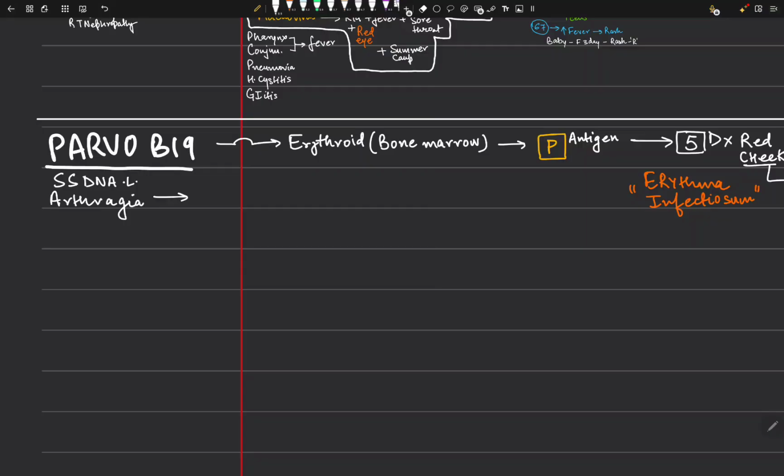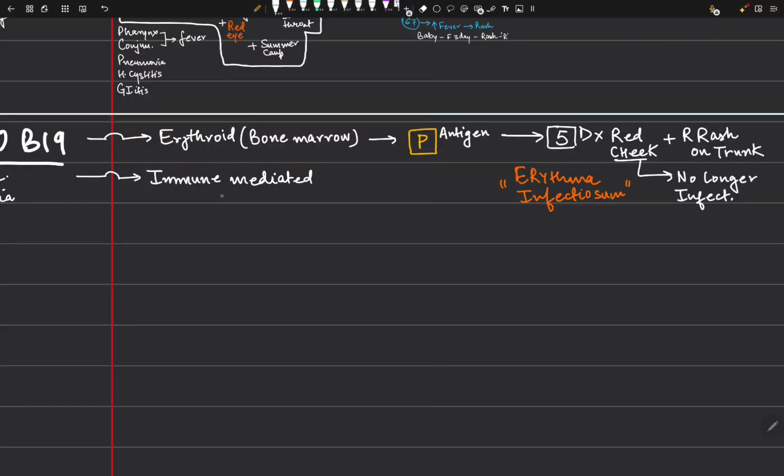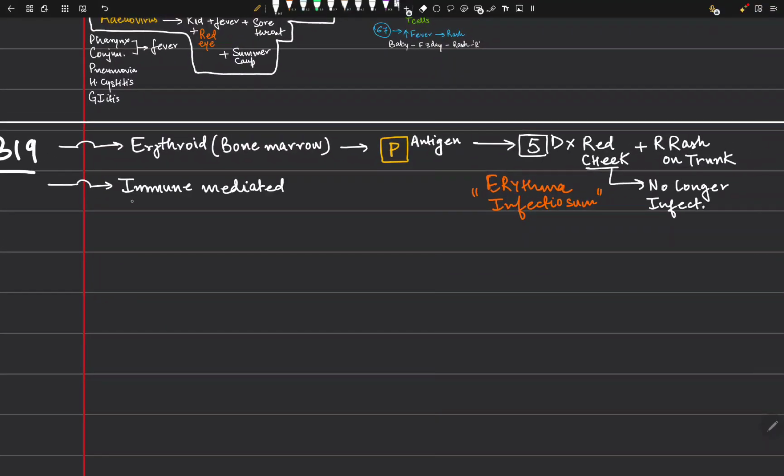This part of the disease behaves more like an immune-mediated inflammatory process rather than direct viral destruction. Immune complexes form, and basically the inflammation happens because of the immune system.